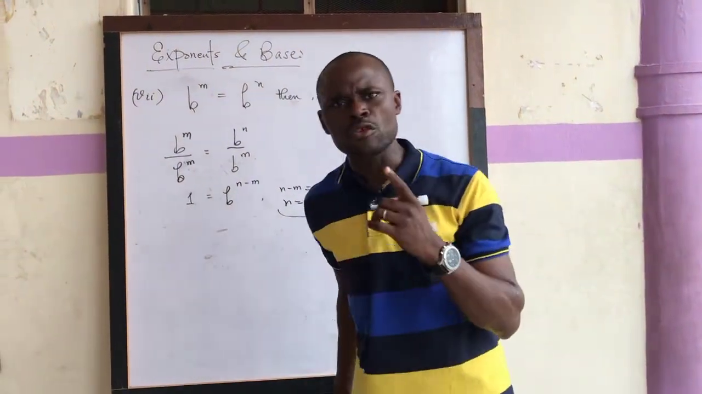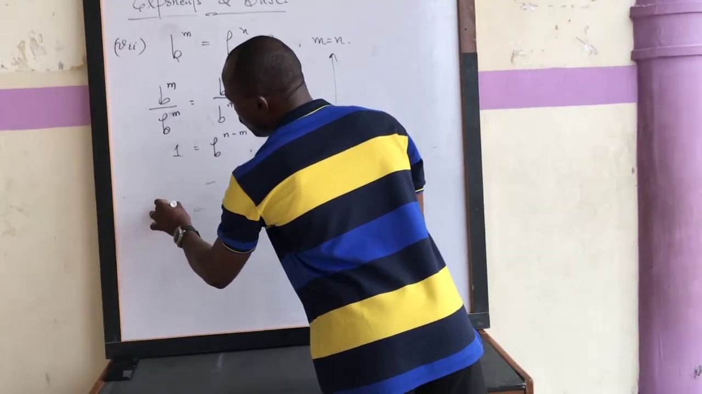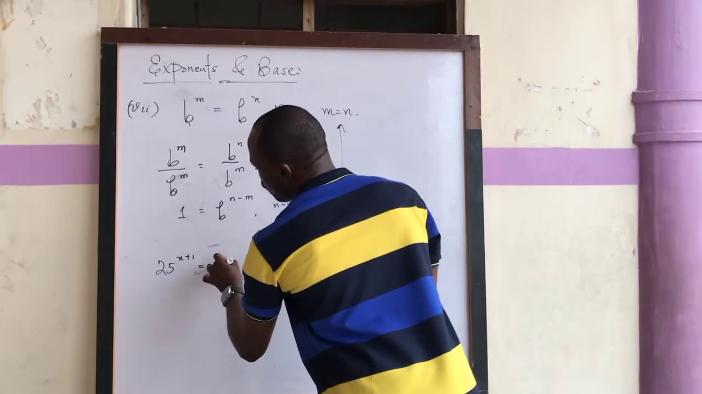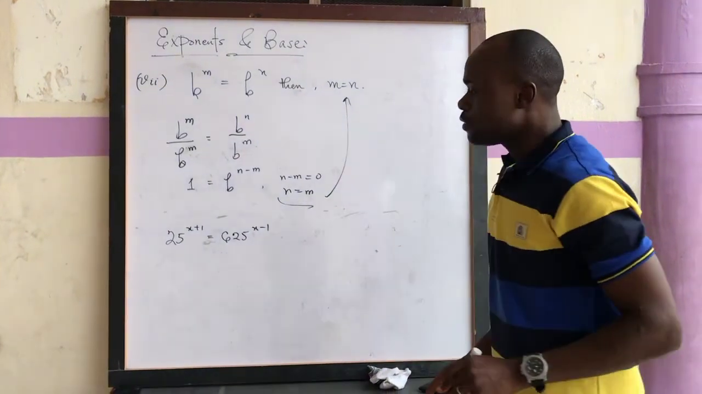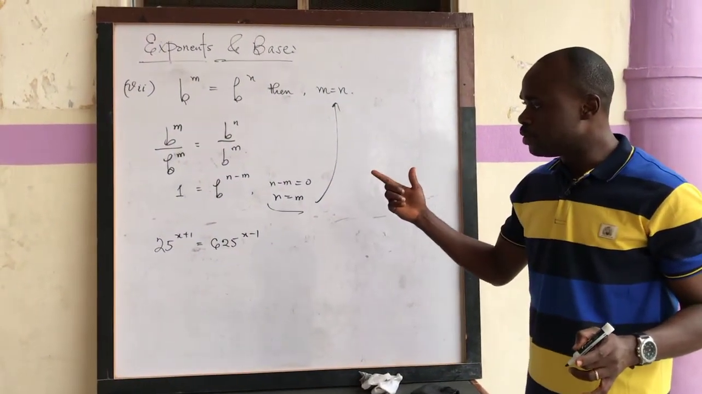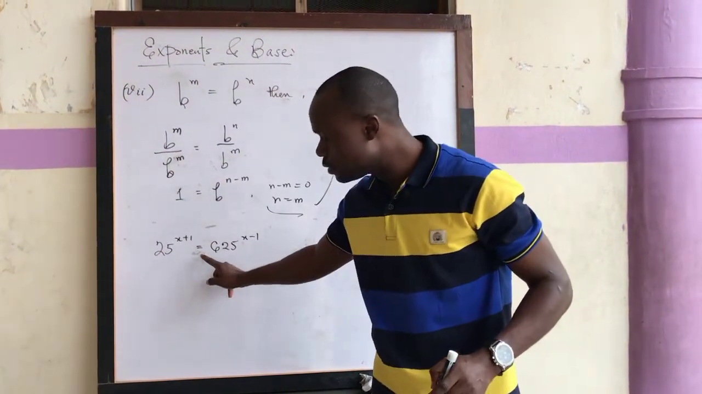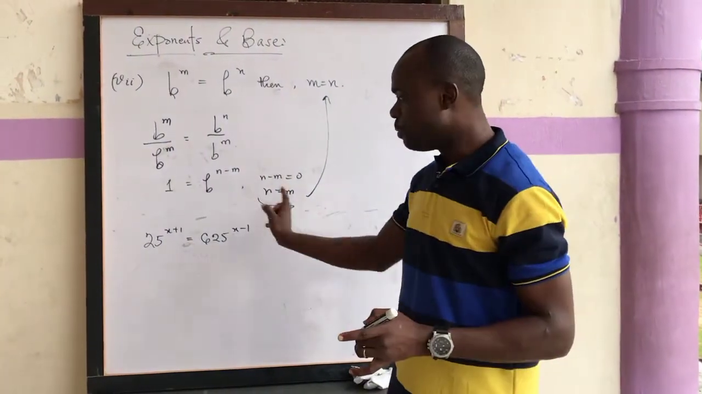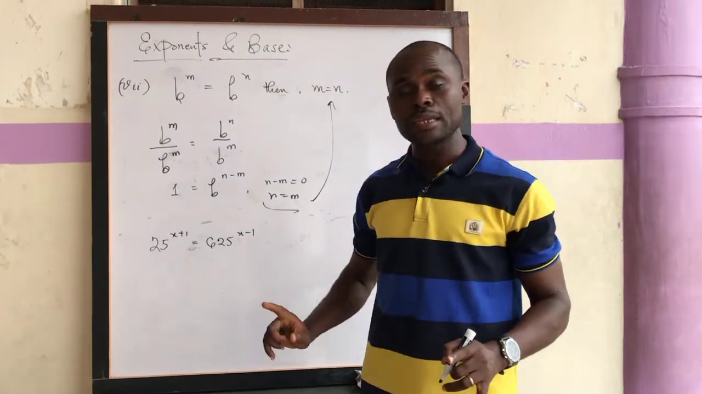But let's solve problems on this. Suppose we have something like 25 raised to the power of x plus 1 equals 625 raised to the power of x minus 1. Scary looking thing. But all I want you to note is the equality sign, bases and powers. That's all I just want you to note. Forget about the numbers and all the scary looking x and that. You have an equality sign, you have this.